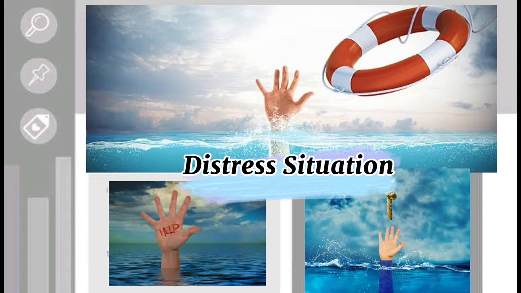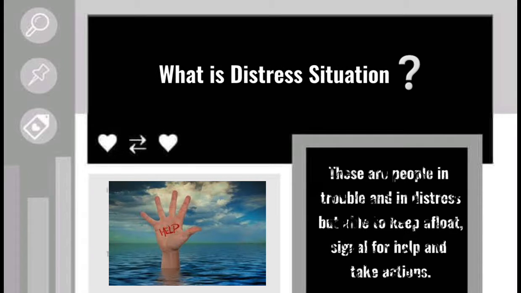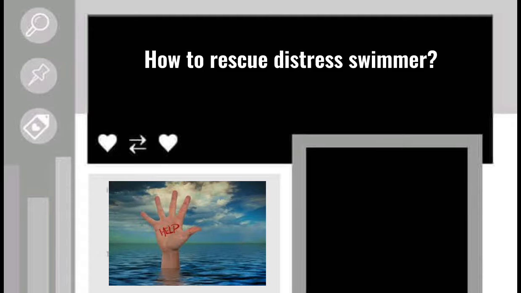Next is the distress situation. What is a distress situation? These are people in trouble and in distress, but able to keep afloat, signal for help, and take actions. And what are the signs of water distress? We have here gasping for air, weak swim stroke, bobbing up and down in the water, and etc. And now, I prepared a video on how to rescue a distressed swimmer.